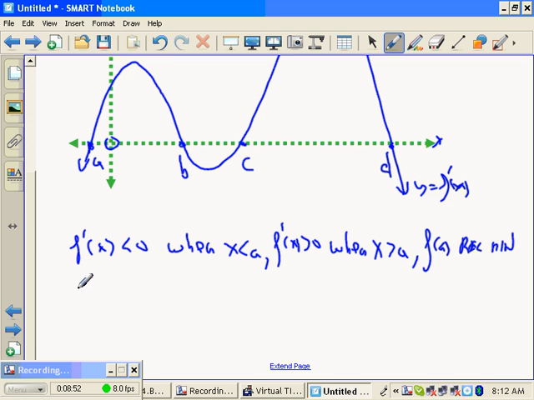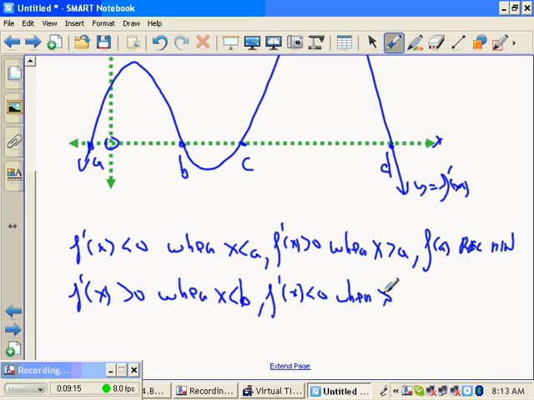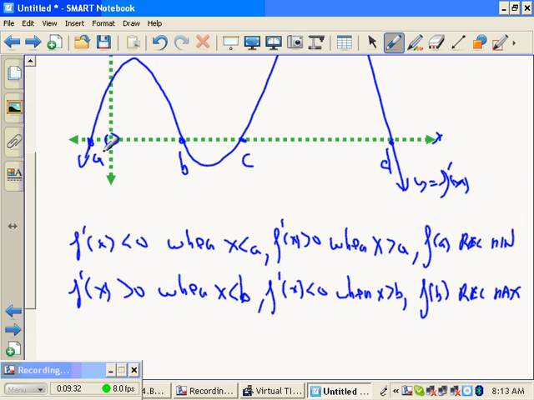Now, how about at b? Well, f prime of x is greater than 0 when x is less than b, right, this part here. And f prime is negative here, so f prime of x is negative when x is greater than b. So we're going to say that f of b is a what? Relative max. It may not be absolute unless you have endpoints to contend with. Remember the candidates theorem, we talked about that. So we'll have a relative min, a relative max, a relative min, and a relative max, right? I'm just saying near b.